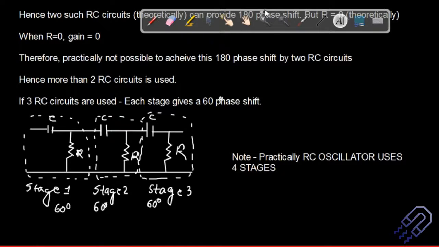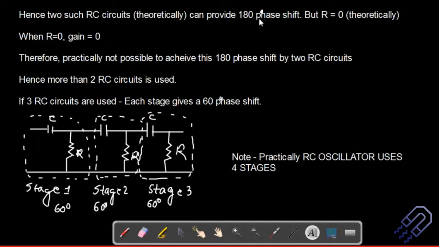Theoretically 180 degree phase shift is possible, but practically that does not happen, because for having a 180 degree phase shift, theoretically the resistance must be 0. So it gives the gain to be 0, and based on that we don't have A into beta equal to 1, so that's not possible. We cannot have just two RC circuits for the phase shift. One of our important questions might be why we cannot have just two RC circuits for constructing a feedback circuit having 180 degree phase shift. This might be a good answer for this.